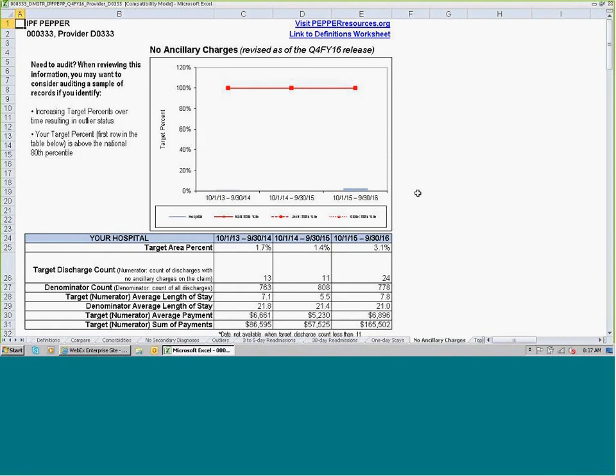However, if your target area graph looks different, if you have a high percentage of claims that don't have any ancillary charges, you might revisit with your billing staff to make sure that the ancillary charges are being submitted on the claim and that they're not being provided outside of the services that should be included in the DRG payment.